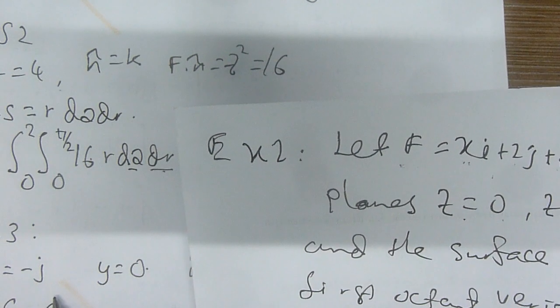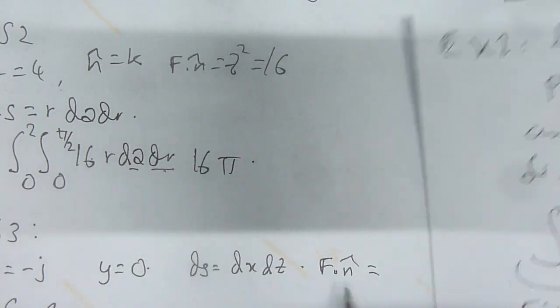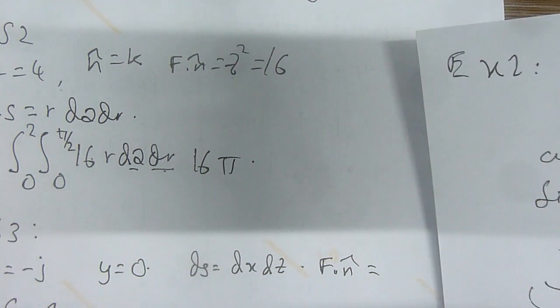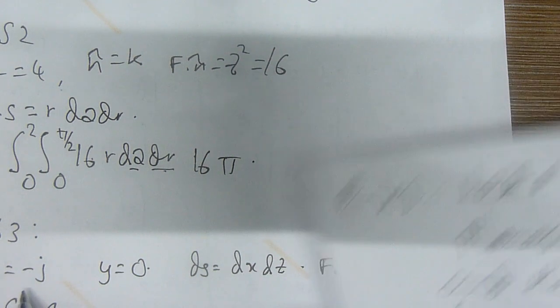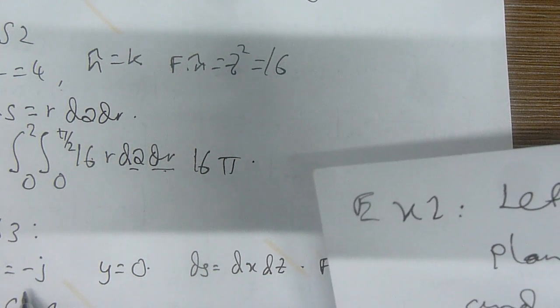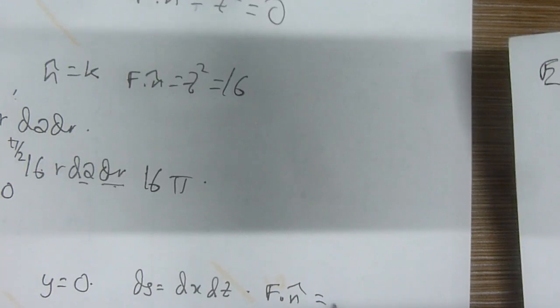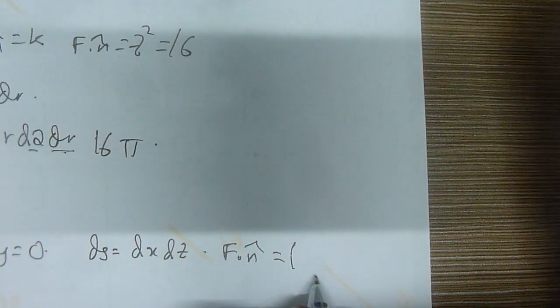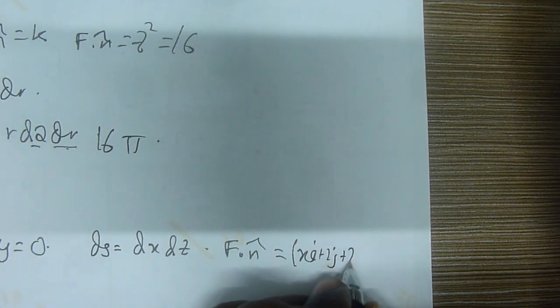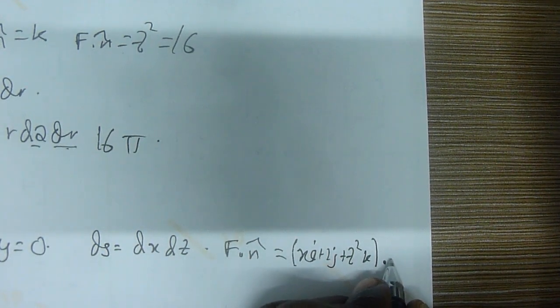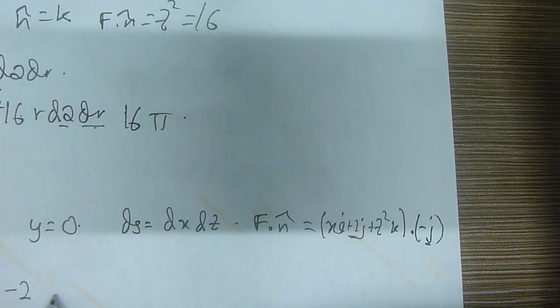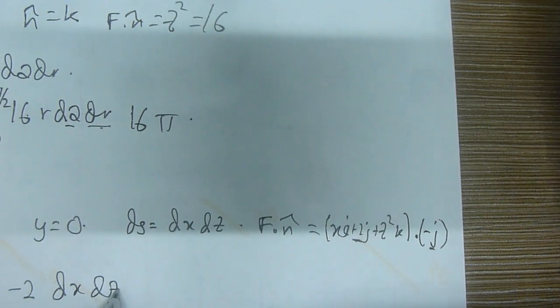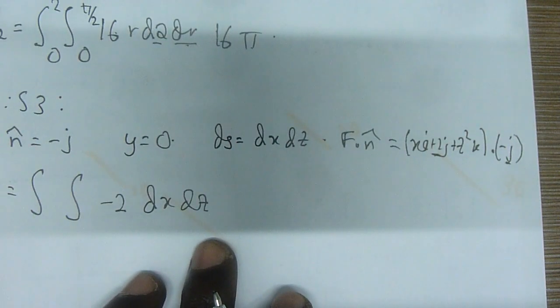Okay, we get a 2, negative 2f. Okay, negative 2. Yeah, here 2x. Okay, f is this. I just let you know this is xi to j z to k dot with the negative j. You calculate only this portion, then you get dx dz. Can you see that?